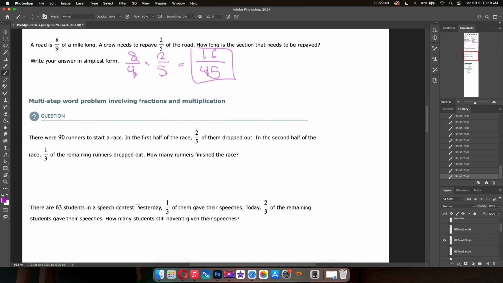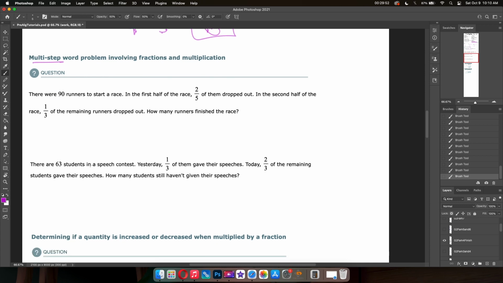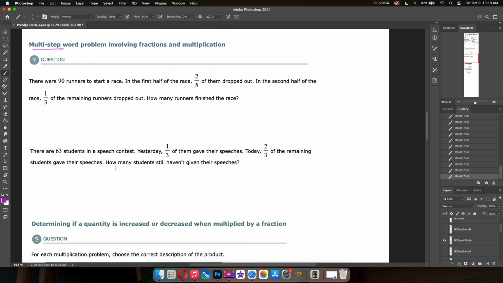All right. And now, oh no, I see the word multi-step. I can hear you guys groaning from here. So let's see here. There were 90 runners on a race to start. In the first half, 2 of them dropped out.